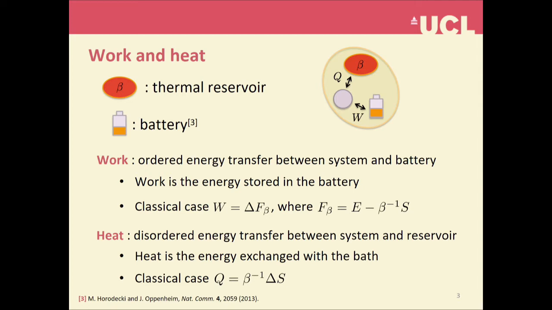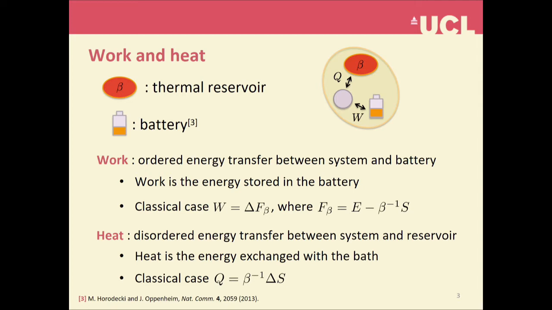Just to give an example, in the classical case with an infinite reservoir, the work we exchange during a state transformation is given by the difference in free energy, where free energy is given by energy minus temperature of the reservoir times entropy, while the heat is given by the difference in entropy of our main system. So this is more or less my little introduction to work and heat.